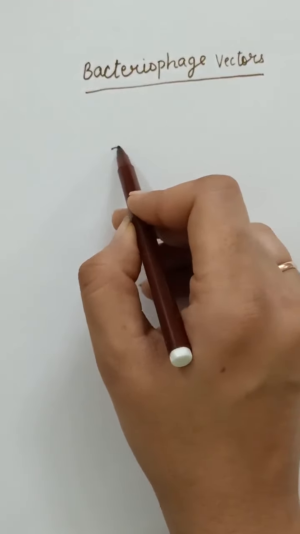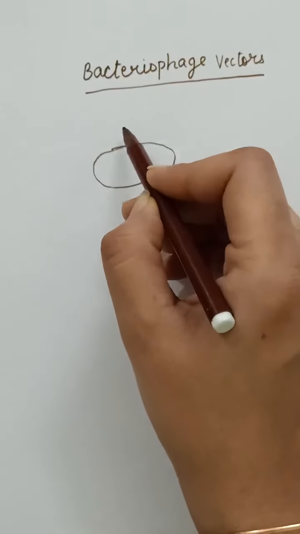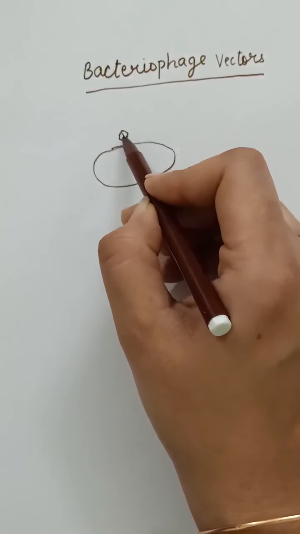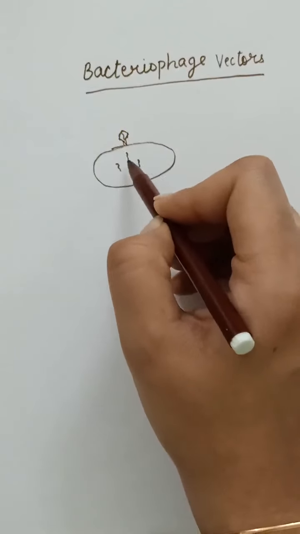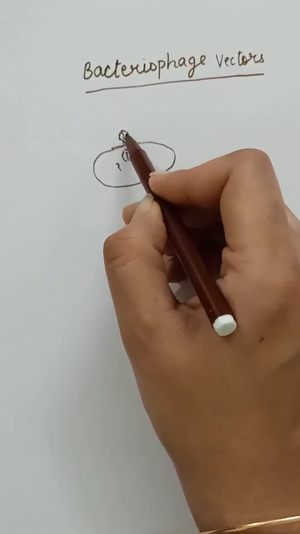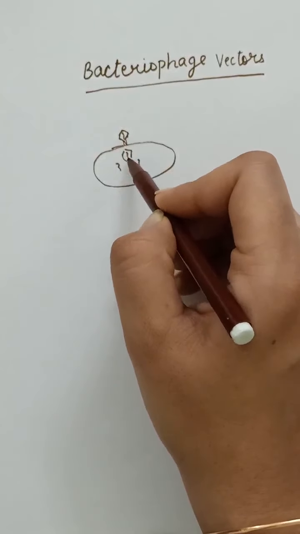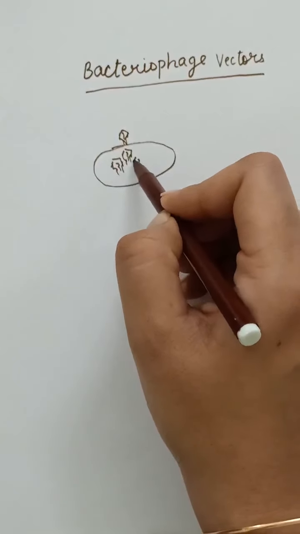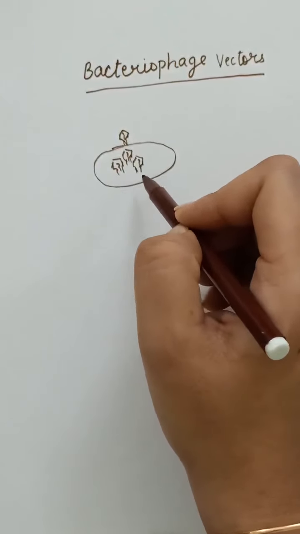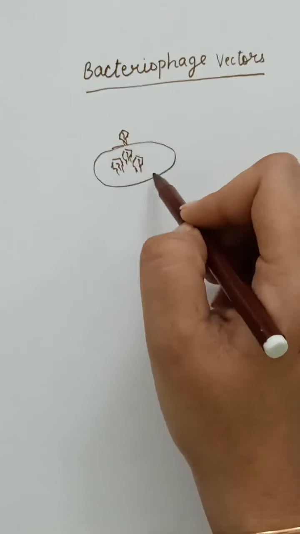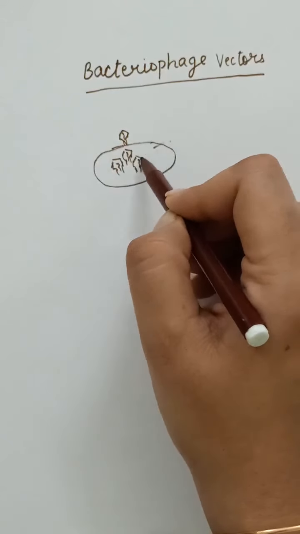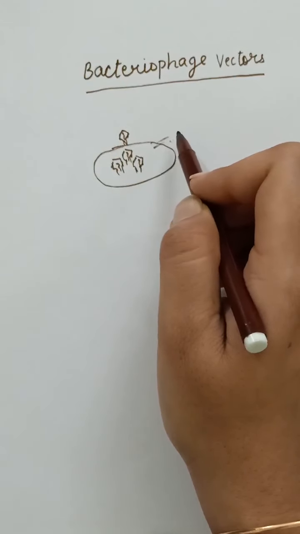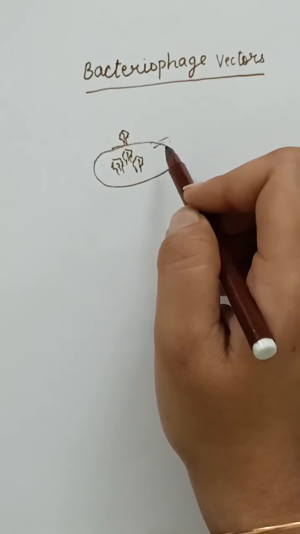Means, for example, if this is a bacterial cell, and there is a bacteriophage virus. That bacteriophage virus injects its DNA in the bacterial cell, and in the bacteria we'll get many copies of this bacteriophage virus. And after that, when this cell gets infected, lysis of the cell happens and these viruses come out of the cell. So these are bacteriophages which kill the bacterial cell.